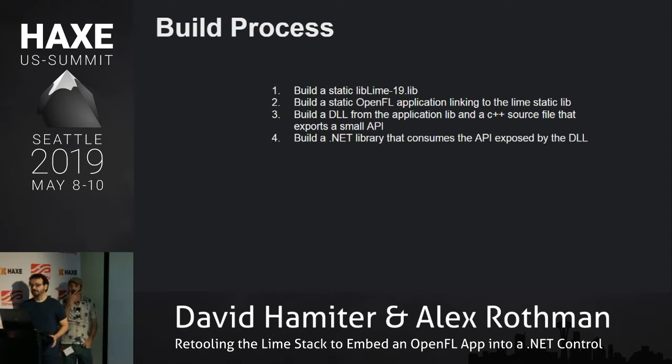So for now, step one is to build a static Lime lib in lieu of the NDLL, and then build a static OpenFL application linking to that static lib. Then, and this is what we're going to touch on next, is build a DLL from that application lib and a C++ source file that exports a small API. And then once we have that, we build a .NET library that consumes the API that's exposed by this DLL.